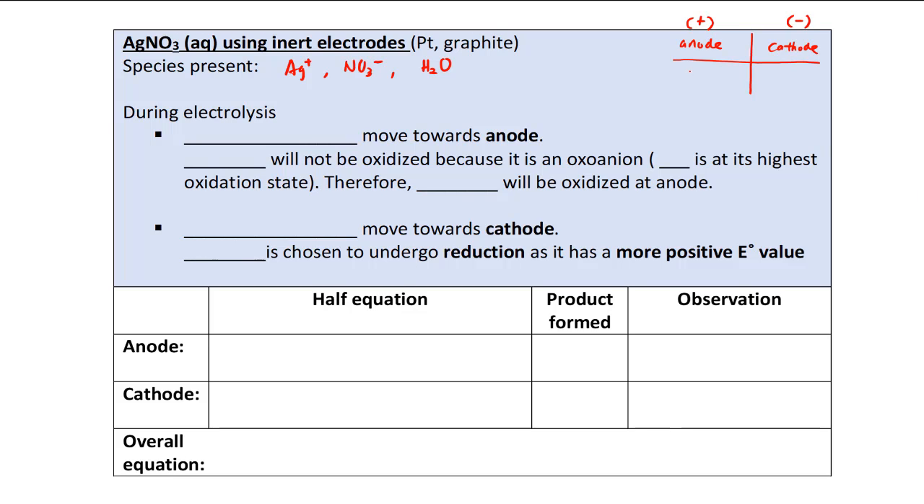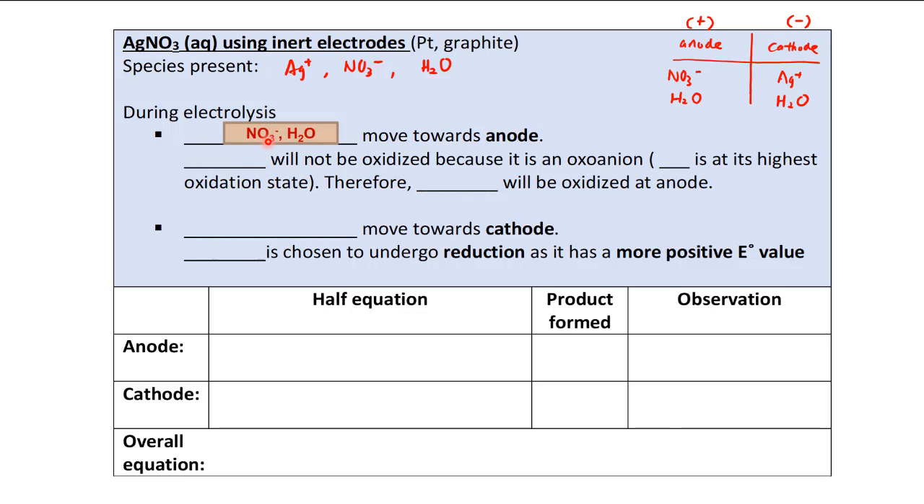So anion will move towards anode. In this case, I have NO3- and also H2O at anode. Then on the cathode side, I have a cation, which is Ag+, and the neutral water molecule. So let's fill in the blanks over here. During electrolysis, anions move towards anode. So in this electrolyte, the NO3-, your nitrate ion, and water will move towards anode.